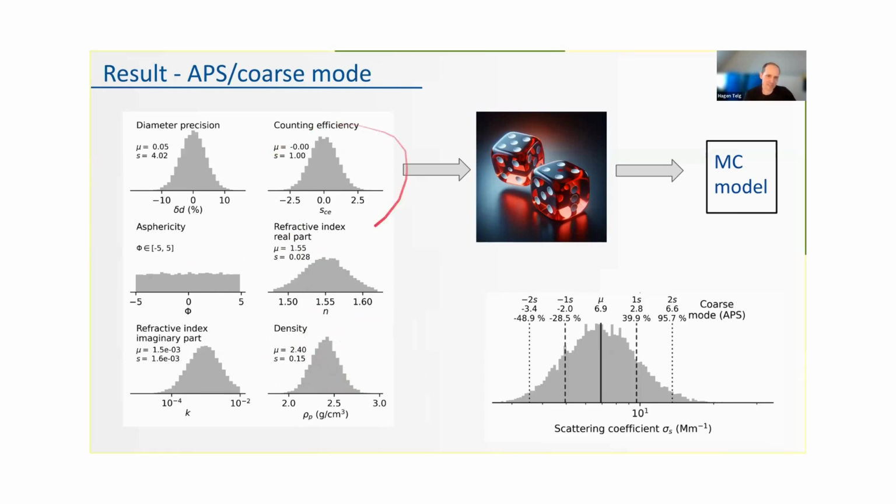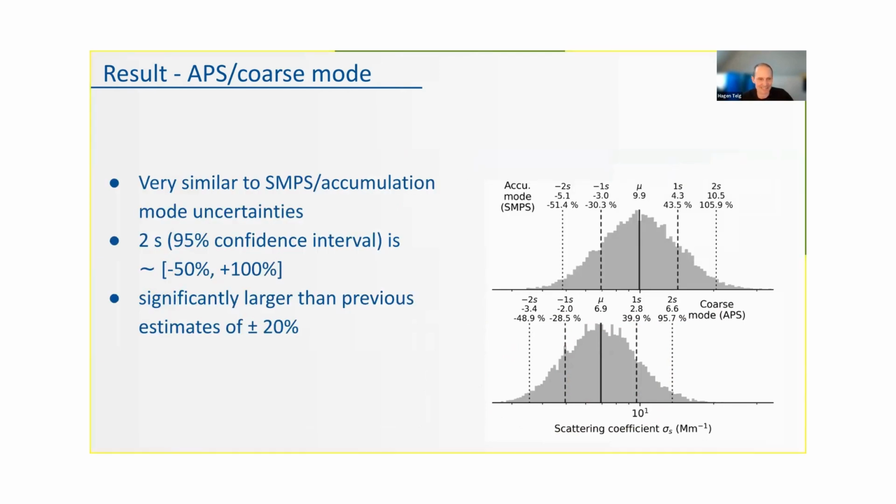Okay, so I do the same thing. Thousands of different combinations of all those parameters give me my final probability distribution, my uncertainty for the scattering coefficient, and it looks almost identical. So now what I have on the bottom is for the coarse mode. So it's again minus 50 roughly to plus 100%.